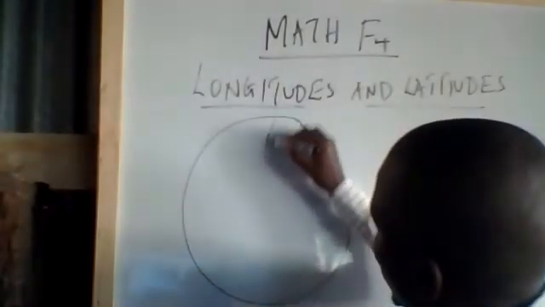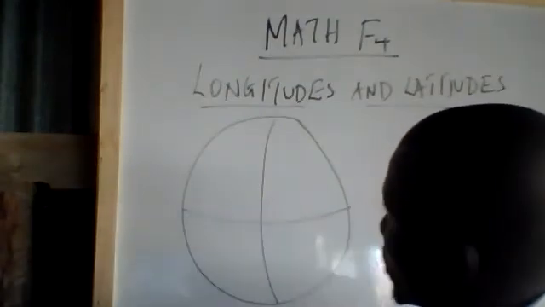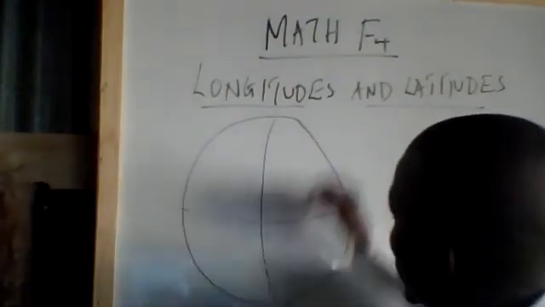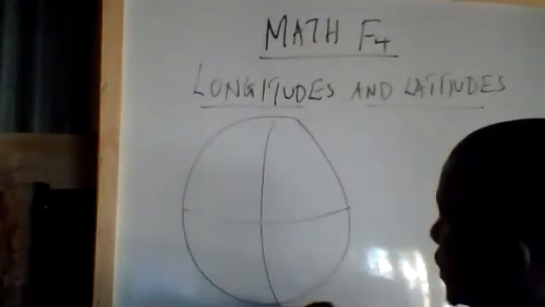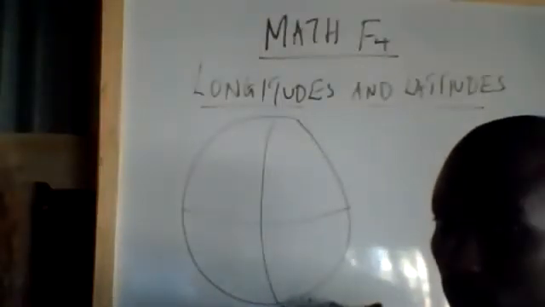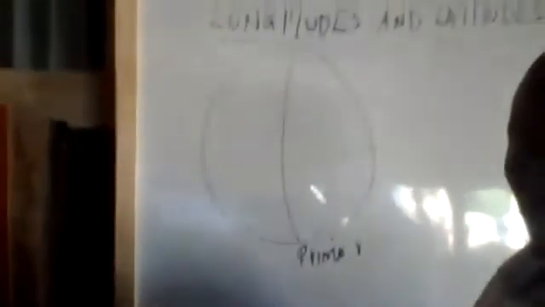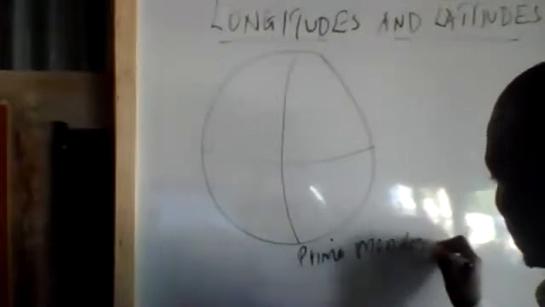Okay, let us continue from where we reached. Longitudes and latitudes. Nataka muangalie vizuri. I want just to repeat some few concepts whereby we have these two basic lines. This line that I've just drawn downwards here is representing the prime meridian.